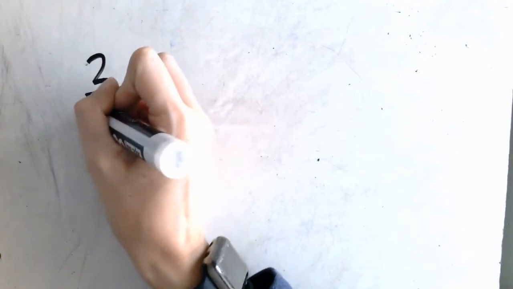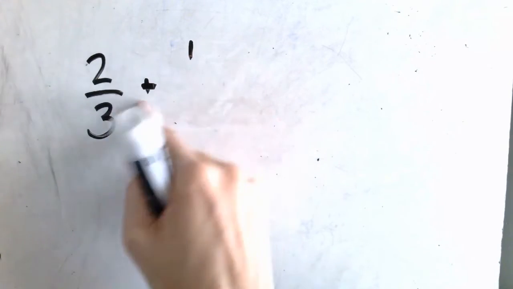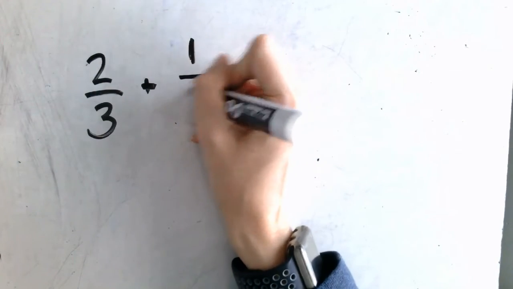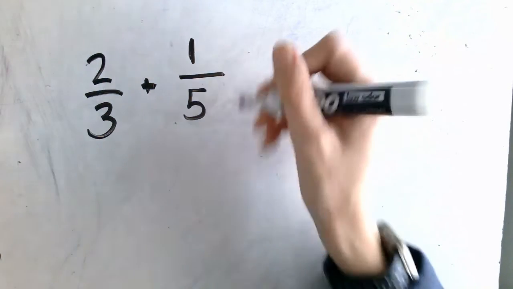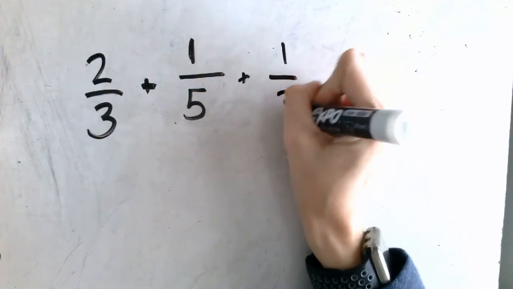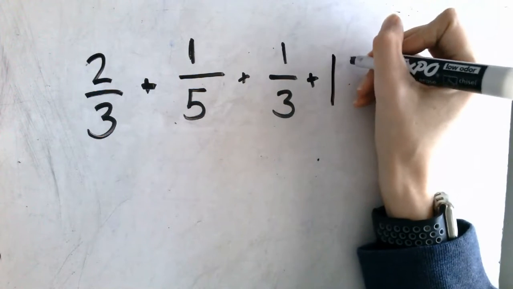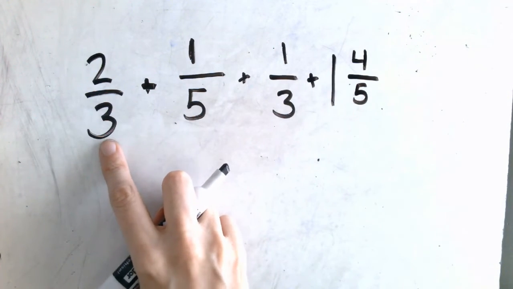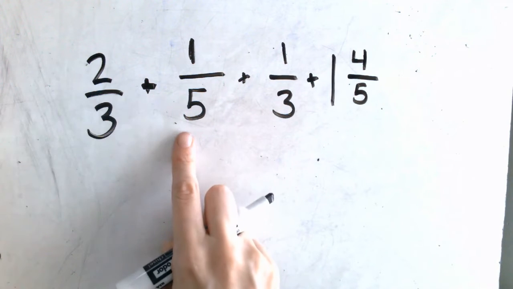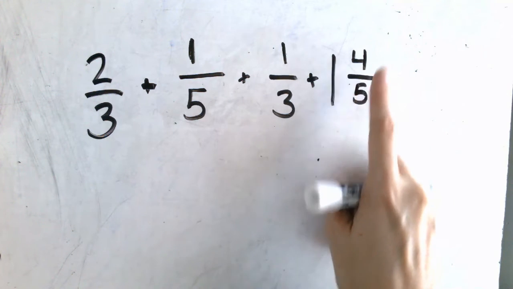Now, on your personal whiteboard, I want you to write down this problem. This is going to be the first problem we are looking at. 2/3, say it with me, 2/3 plus 1/5, say the whole equation now, 2/3 plus 1/5 plus 1/3 plus 1 4/5. Let's read this entire equation from left to right. 2/3 plus 1/5 plus 1/3 plus 1 4/5.